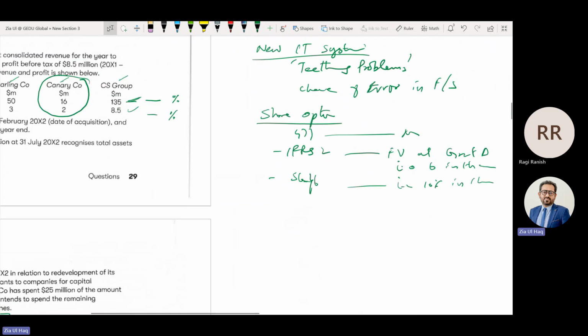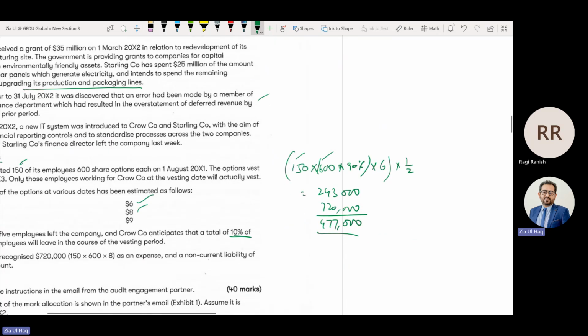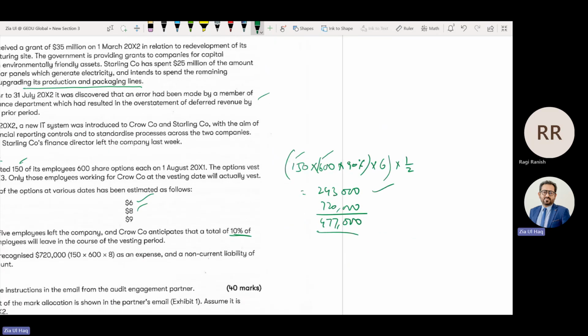And we can show how we calculate this 477. We can show the calculation: 150 multiplied by 600 multiplied by 90% multiplied by 6 multiplied by 1/2 is equal to this, minus 720. So the 477 overstatement is that percent of total assets and profit and hence material. In this calculation, you need to show how you calculated this 243, and while comparing 243 with 720, by how much it is overstated.